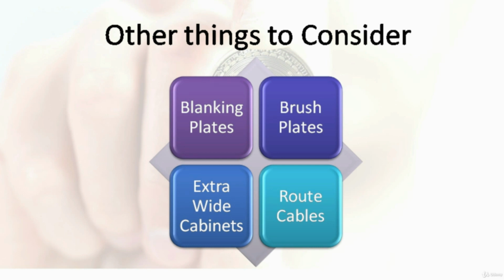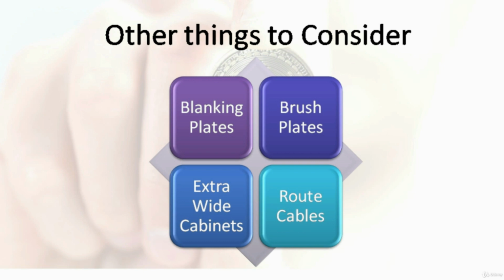Blanking plates should be installed in any unused positions in racks and enclosures on which the rigs are mounted, because this can actually greatly help the airflow control. These can be easily installed and they are not expensive, so be sure to consider installing blanking plates on any unused positions.